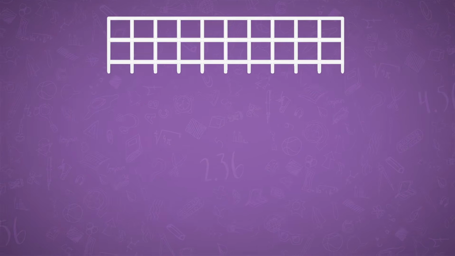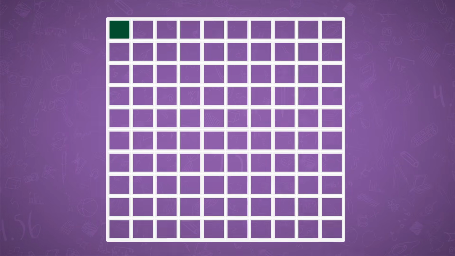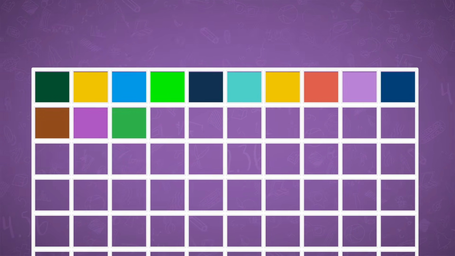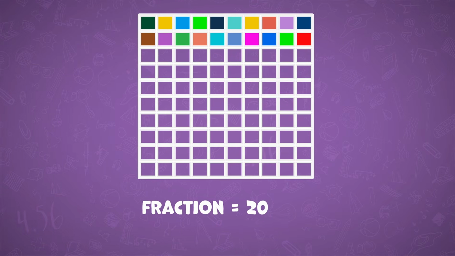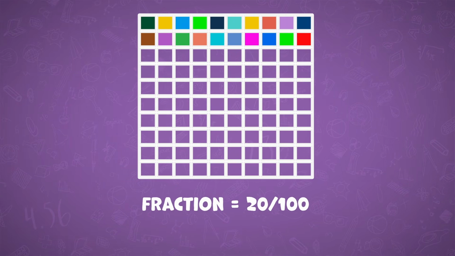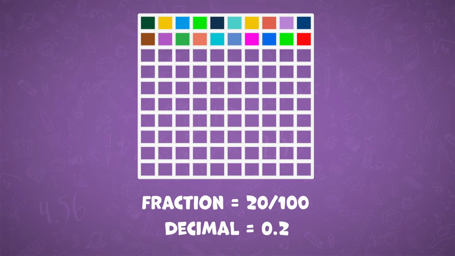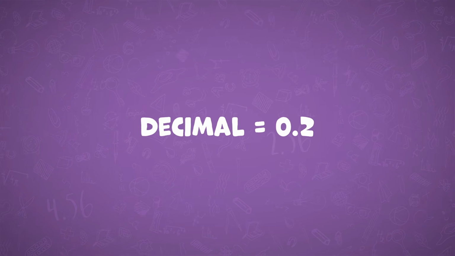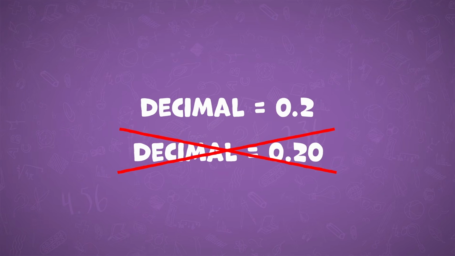An easy way to learn decimal numbers is by imagining a 100-square grid. If 20 small squares are colored in, that is 20 over 100. As a fraction and as a decimal, this number would be written as 0.2. We say 0.2, not 0.20, because decimals do not finish in 0.